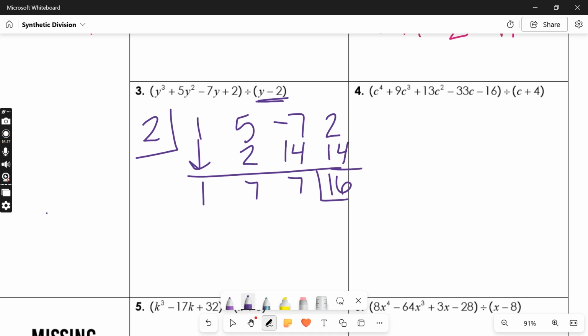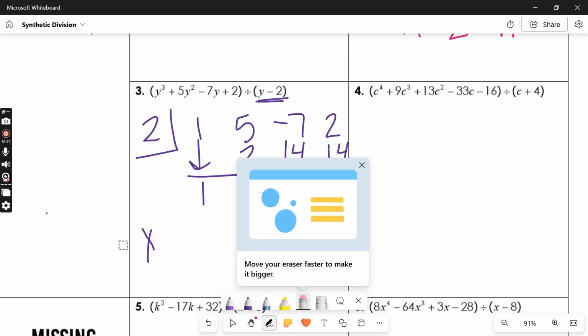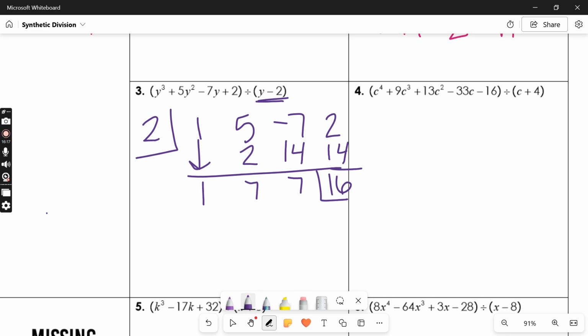So then this was y cubed divided by y. So 3 minus 1 is 2. So this would be 1, oh, that's not a y, 1y squared. So I'm just going to write it as y squared plus 7y plus 7, and then my remainder is positive, so plus 16 over y minus 2.